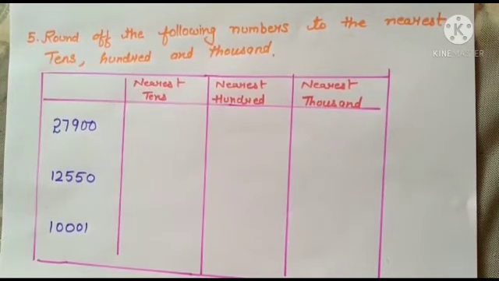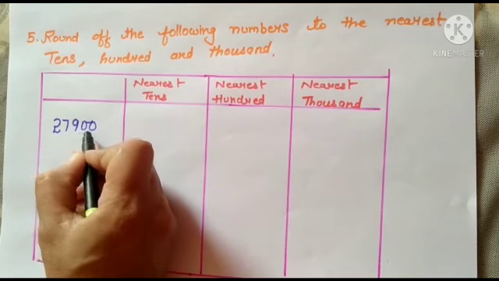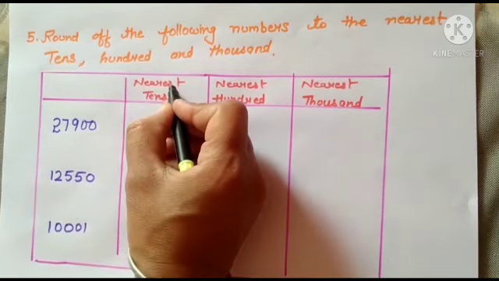See students, question number 5. What is the question? Round off the following numbers to the nearest tens, hundreds and thousands. You have learned in questions number 1, 2, 3 how to solve the question. You have to convert it in tens, hundreds and thousands. You have seen what the rule is. That rule we have to follow here. Like the first one is 27,900. We have to convert to the nearest tens.